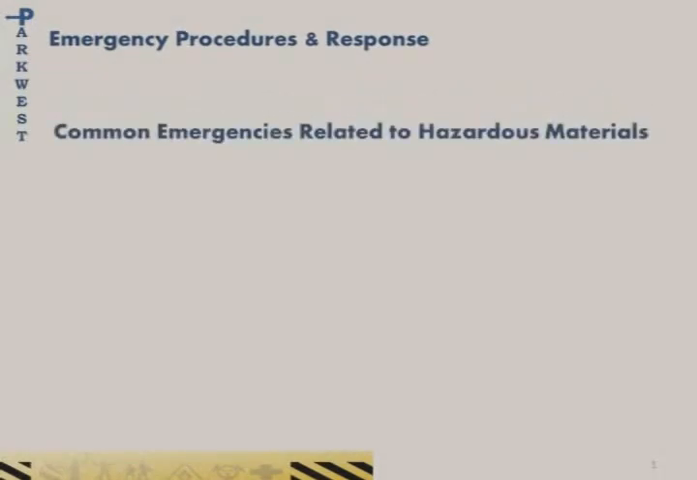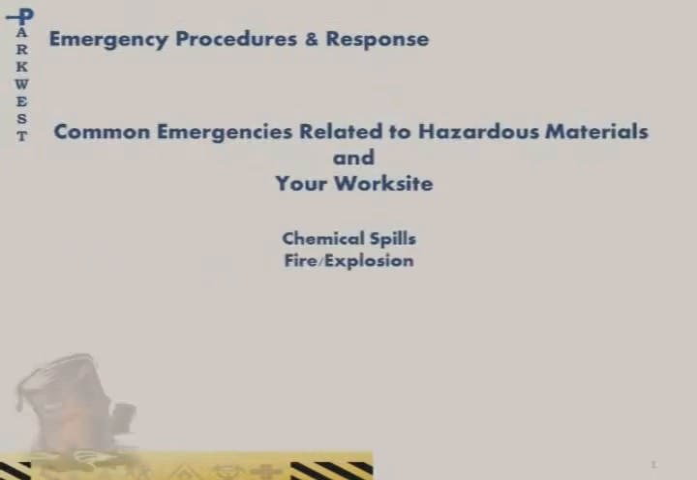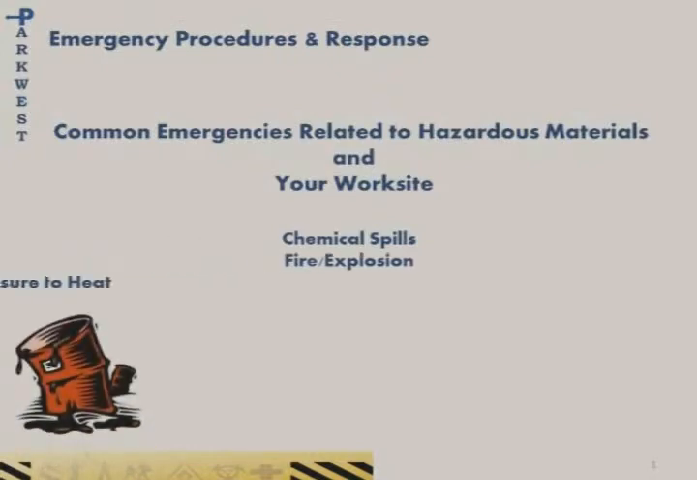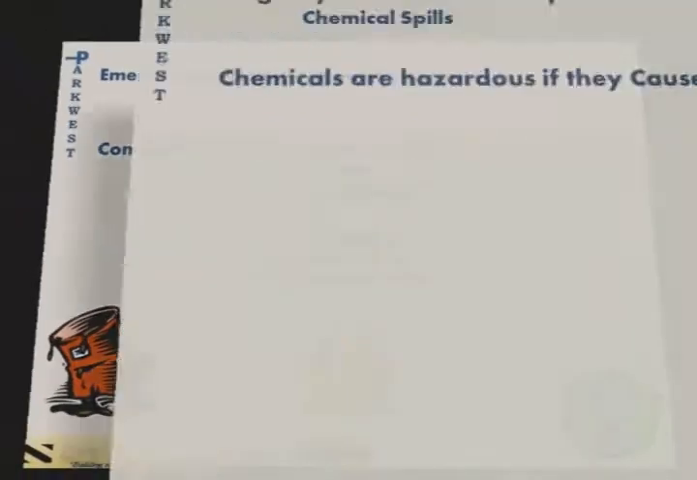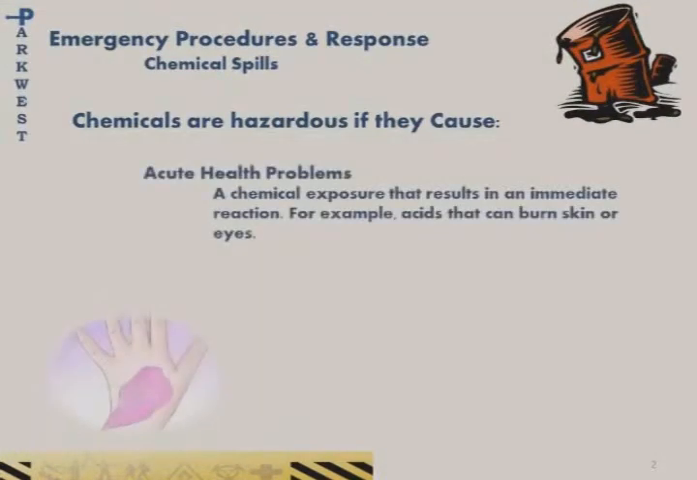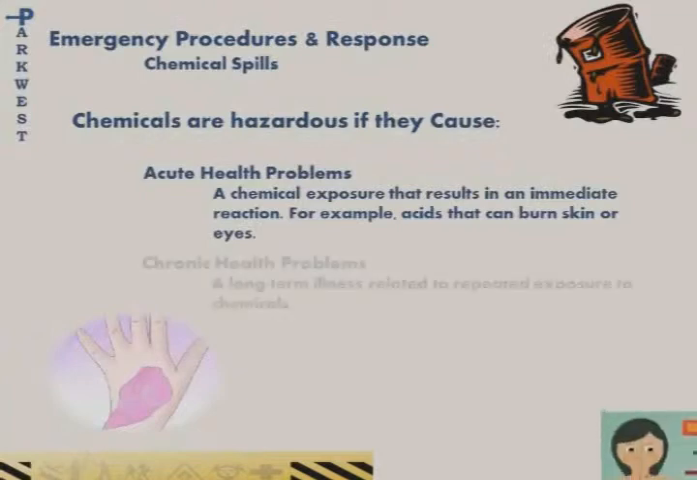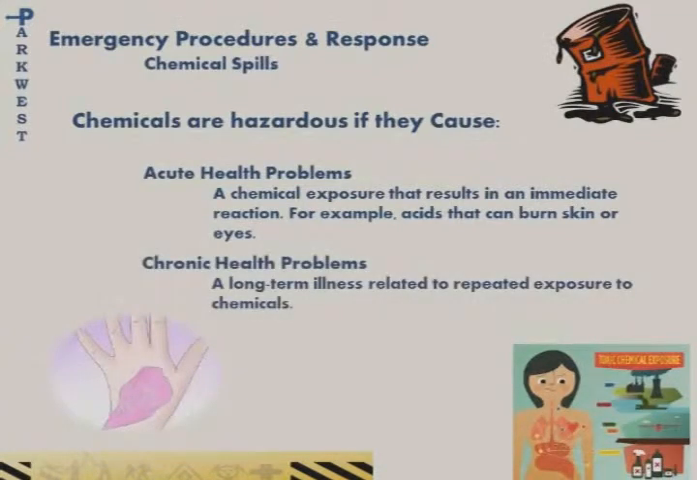Common injuries related to hazardous materials at your worksite include chemical spills, fire and explosion, and overexposure to heat. Chemical spills are hazardous if they cause an acute problem like a burn to the skin or eyes, or a long-term illness related to repeated exposure.